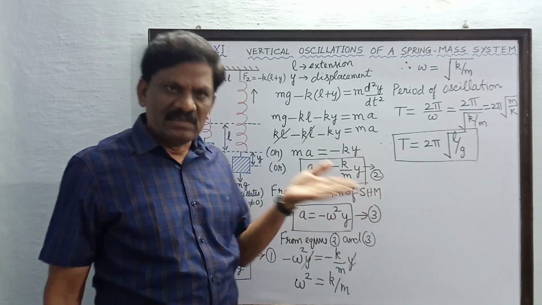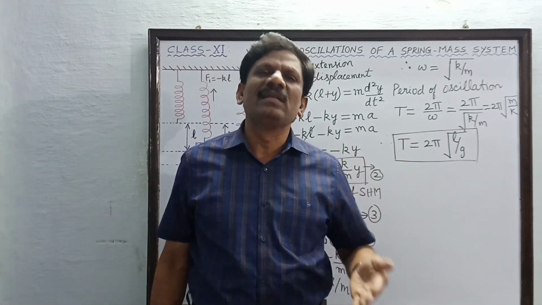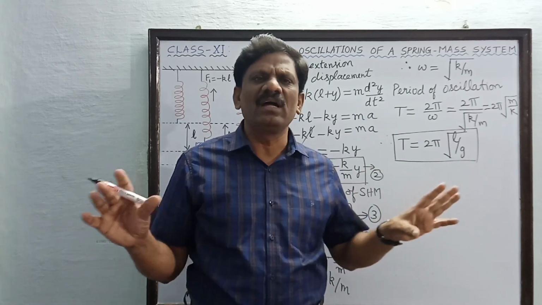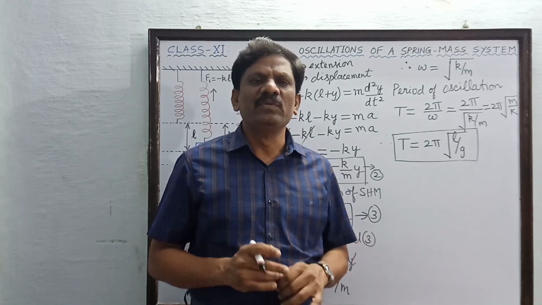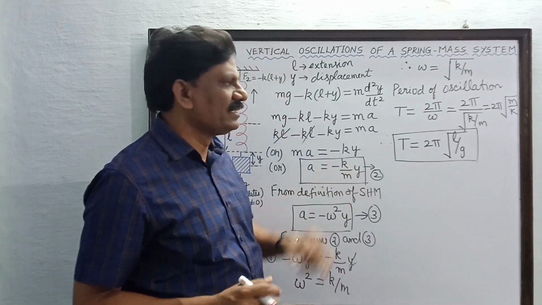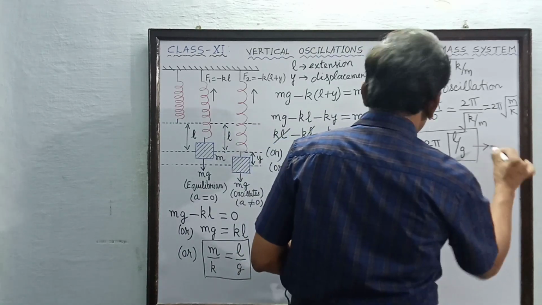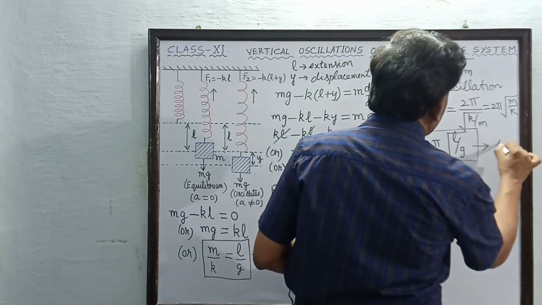Understand? The simple pendulum, the horizontal loaded spring and the vertical oscillations of a spring are all alike, unique in nature. So, the oscillations are similar. Now, this will be called equation number 4.